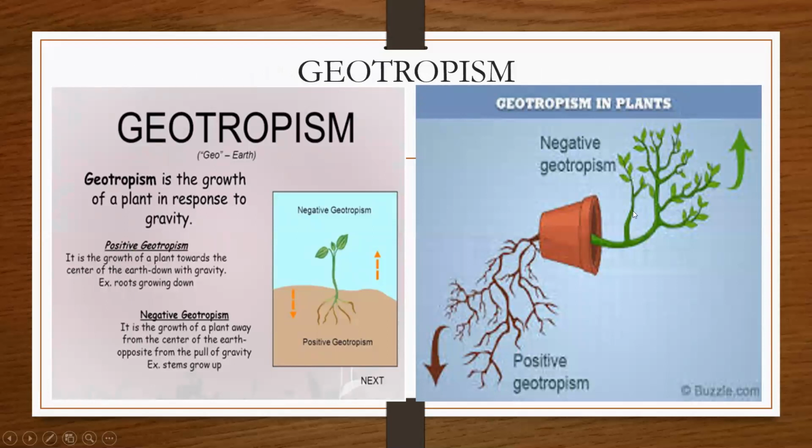I come to the next movement, which is geotropism. The term geotropism means growing towards the Earth's gravity. It is also called gravitotropism. Organs which grow towards gravity are positively geotropic, that is the roots. And those that grow away from gravity are negatively geotropic, that is the shoot. The shoots hence show negative geotropism, whereas the roots show positive geotropism.